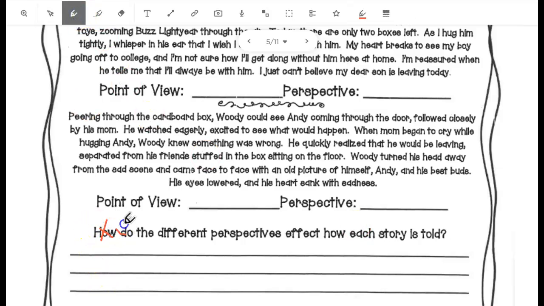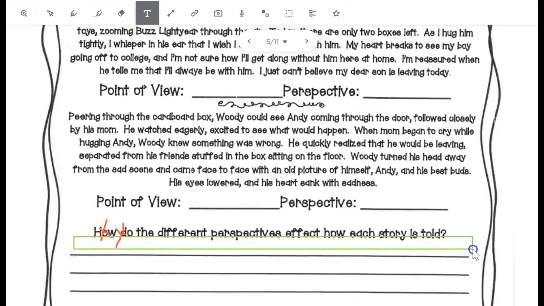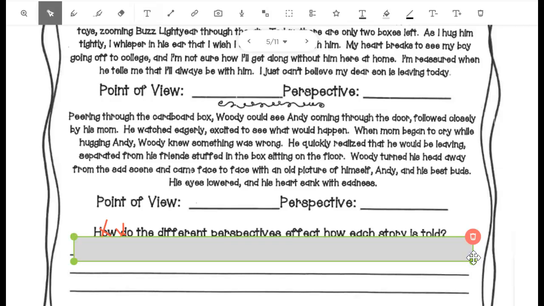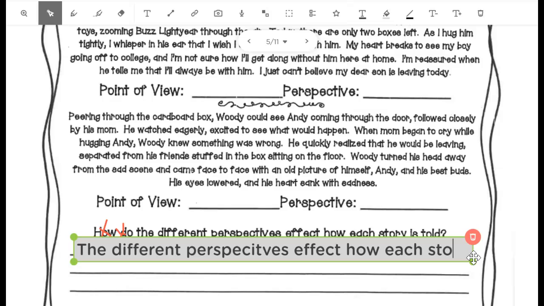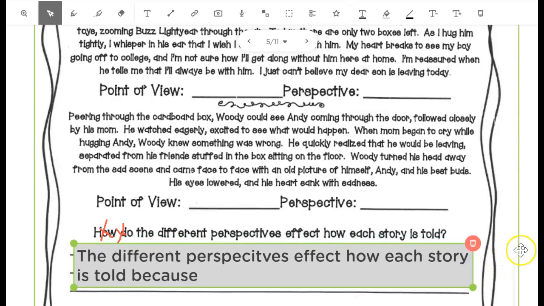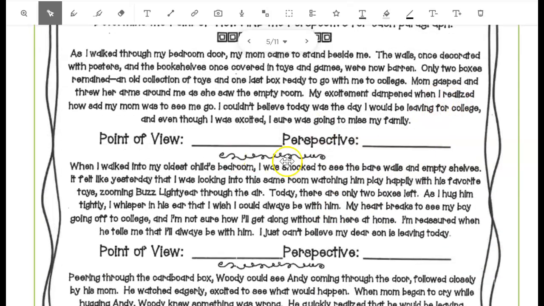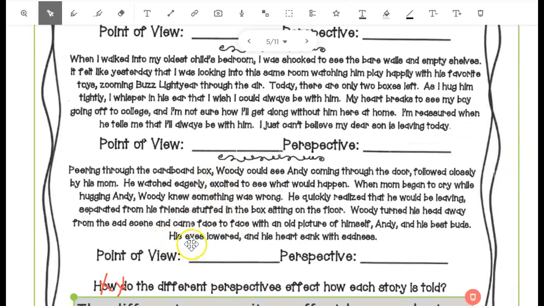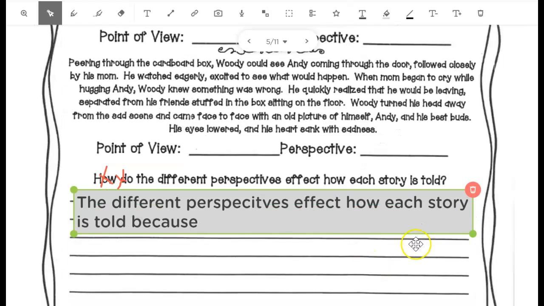When we are answering a written response, we always use cups, cross out the question words. Use the rest in the sentence. The different perspectives affect how each story is told because, and then give evidence on how they are different. You may go ahead and begin and read the 3 points of view and perspectives on this story.